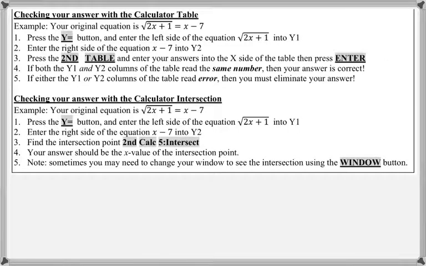So there's actually two different ways to check your answers on the calculator. We can use the table, or we can use the calculator intersection. I'm going to go through both ways when we get to the problems, but if you want to just quickly look at this screen, you can pause the video and take a look at it. But again, I'm going to talk more about it when we are checking our answers for a specific problem.